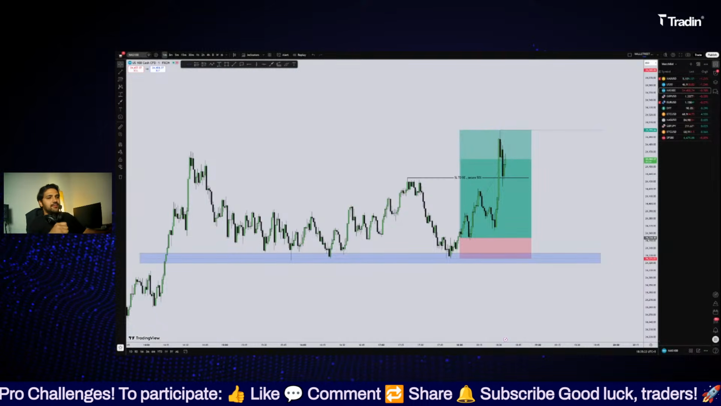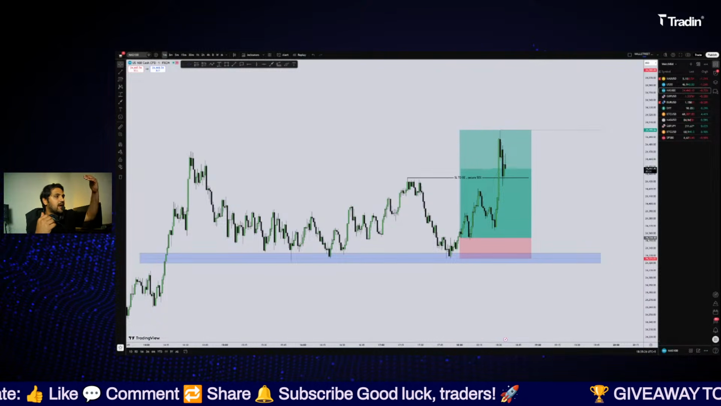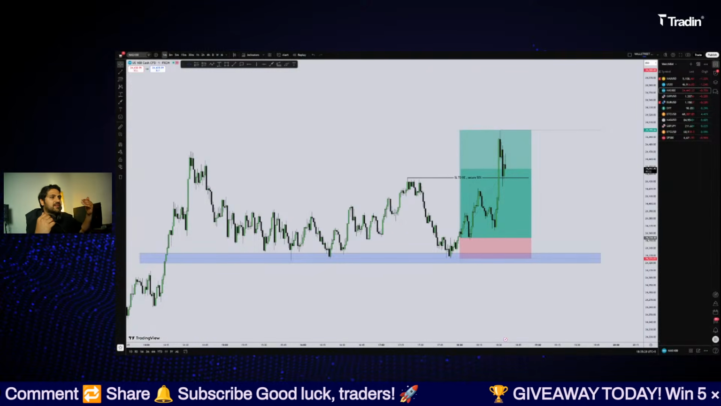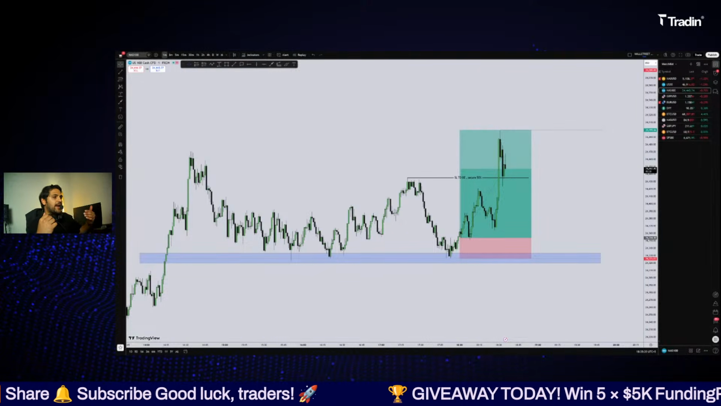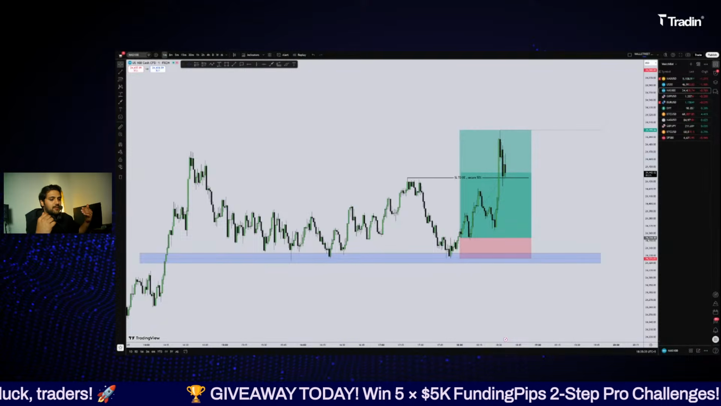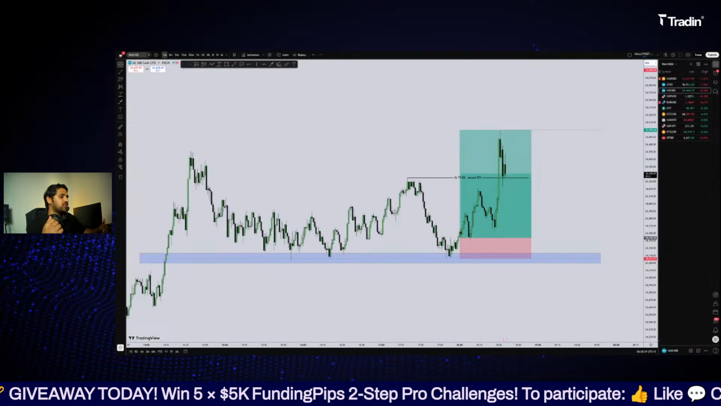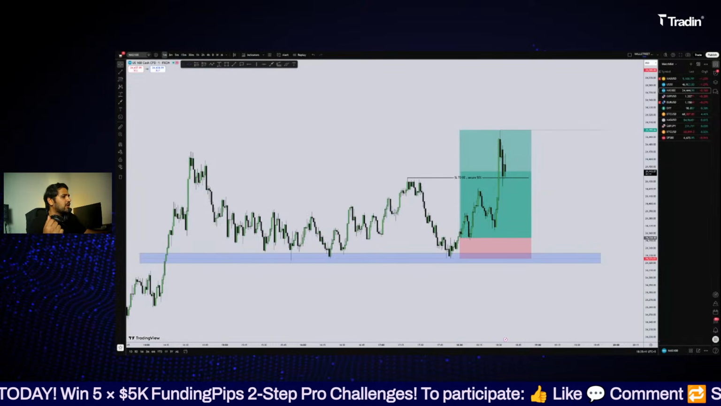That's what I do. I simply go to the lot size calculator and I put my account balance, let's say 100K, and I say that I have a 60 pips stop loss, and I have to risk 1% on this trade, and my currency asset is gold. How much lot size should I be taking? The calculator is automatically going to tell you.